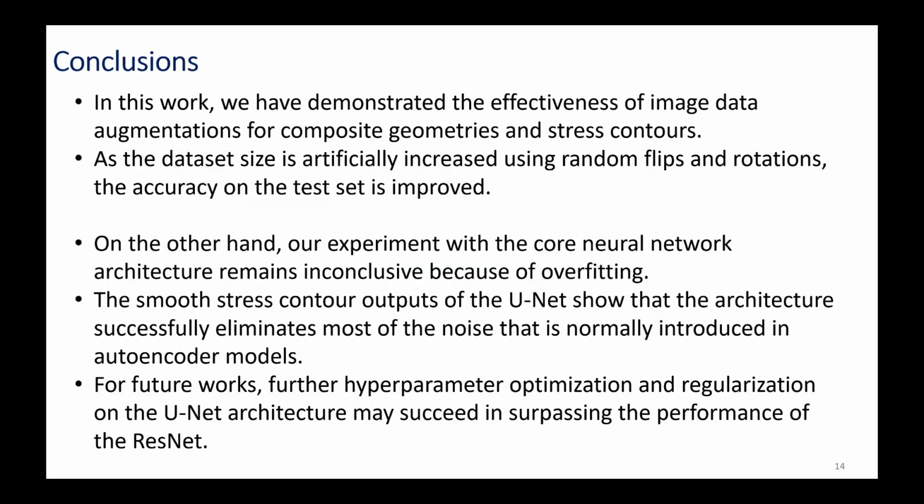So in this work, we've demonstrated the effectiveness of image data augmentations for composite geometries and stress contours, because as the dataset size increased, we saw that those random flips and rotations would improve the accuracy on the test set. On the other hand, though, the neural network architecture experiments were inconclusive at best because of the overfitting problem. But fortunately, the smooth stress contour outputs of the UNet show that it can be used in future works where those hyperparameters are optimized and maybe regularization can be introduced, so that way it can bypass those autoencoder models that are more noisy. So that is all. Thank you for listening.